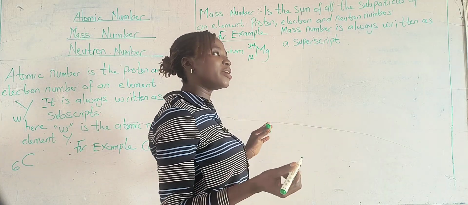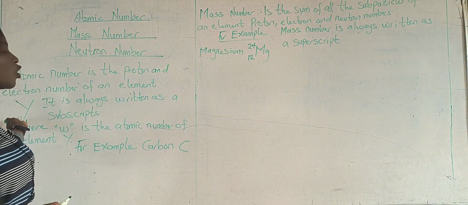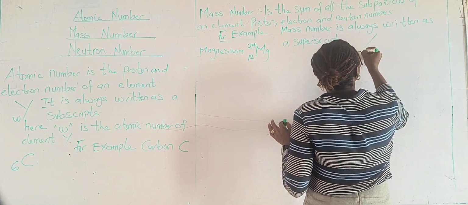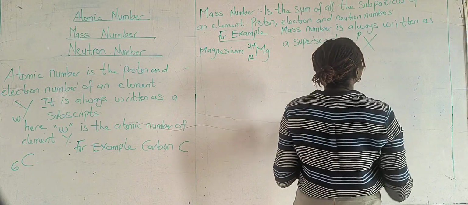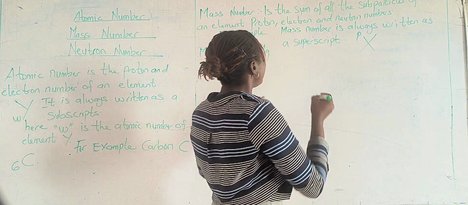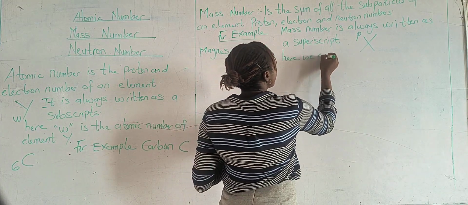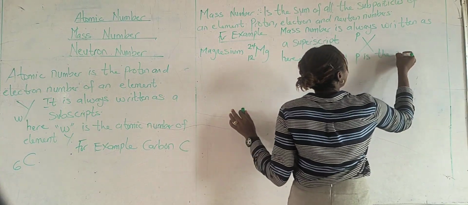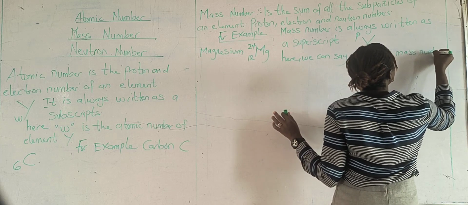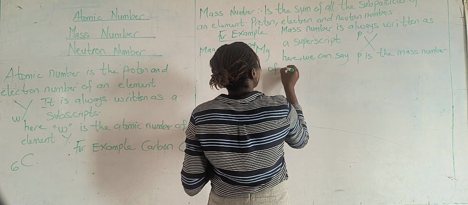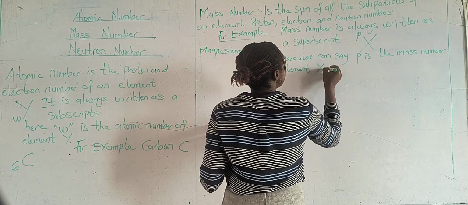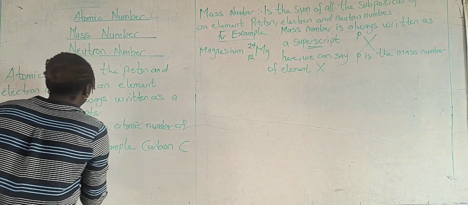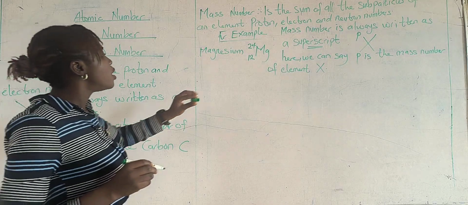Let's take another element, for instance. We used Y and W to explain atomic number. Let's use another element, X and P. Now here we can say P is the mass number of element X. So it's always written as a superscript, while atomic number is always written as a subscript. Good.